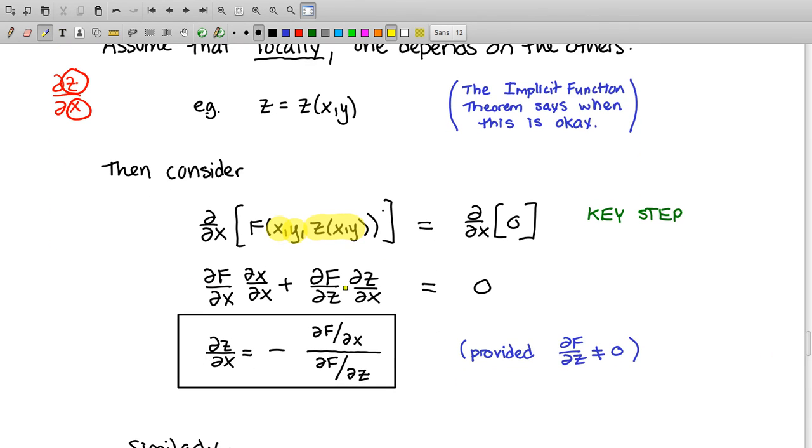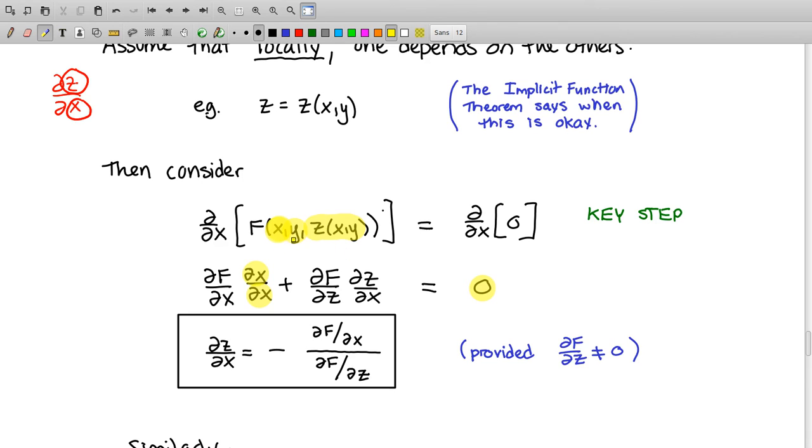Because now we can use the chain rule to work out exactly what this is. Of course, the partial derivative with respect to x of 0 is 0. But how do I take the partial derivative of this part in here? Well, I have partial f, partial x, partial x, partial x; partial f, partial y, partial y, partial x; and partial f, partial z, partial z, partial x.